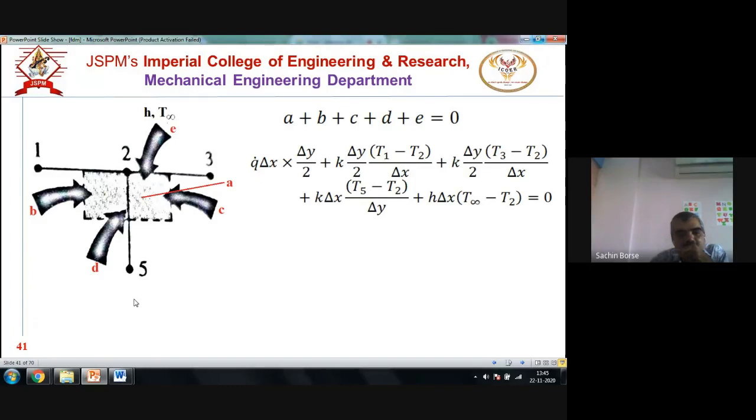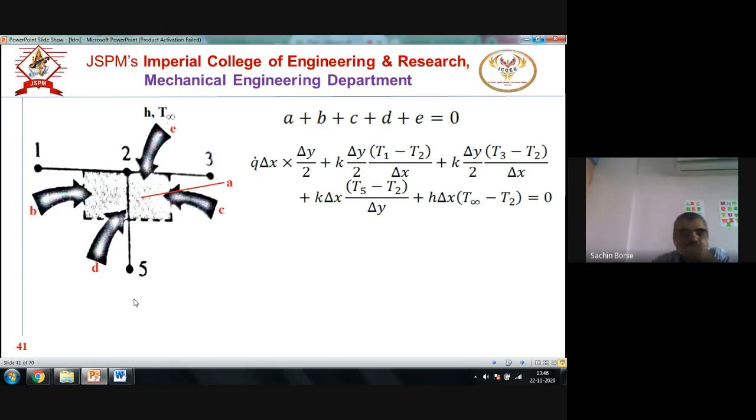B is heat conducted from 1 to 2. So I can write Fourier's law, kA, where A is del y by 2 into a depth of 1 meter, and then the temperature difference T1 minus T2 divided by the distance between the 2 points, that is delta x. Whenever I go for any element, I have to subtract the node's temperature in this way, to maintain the sign convention. So I am taking T1 minus T2, not T2 minus T1. Please understand, this is to maintain the heat balance. Delta x is the distance between T1 and T2, so it makes the temperature gradient.